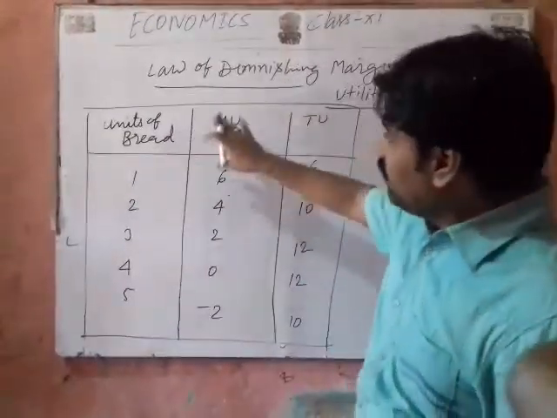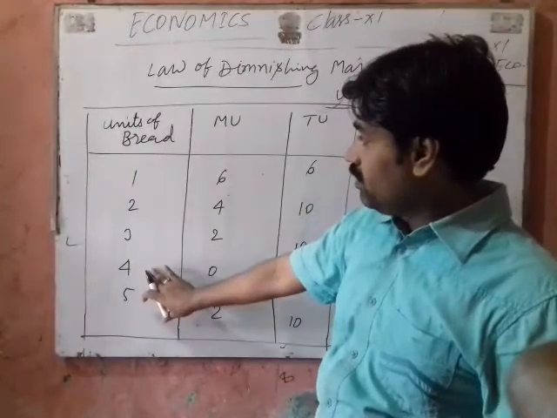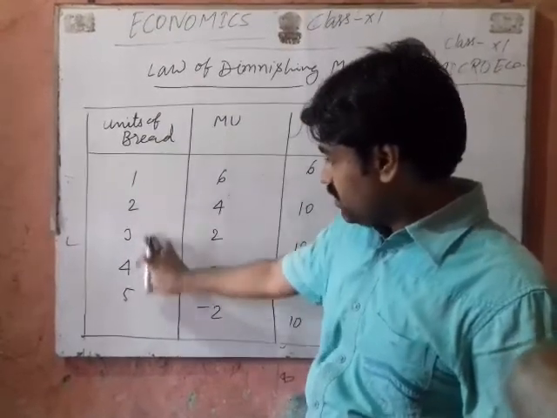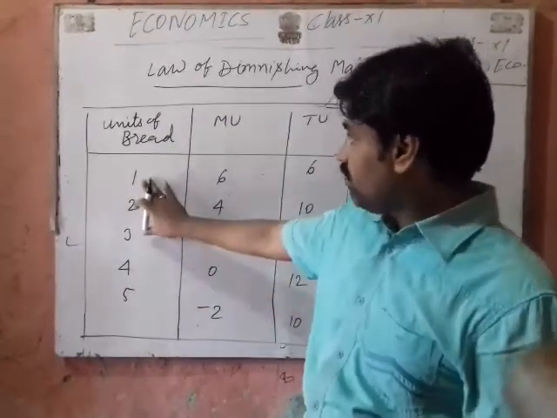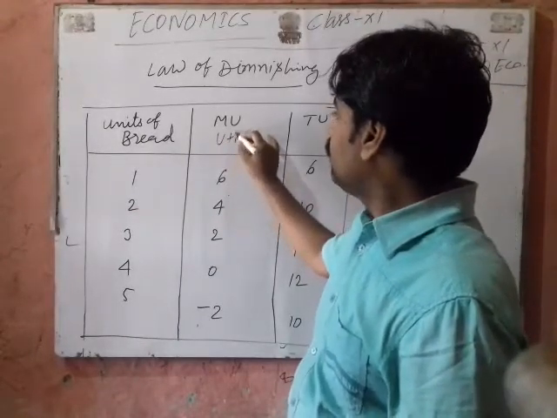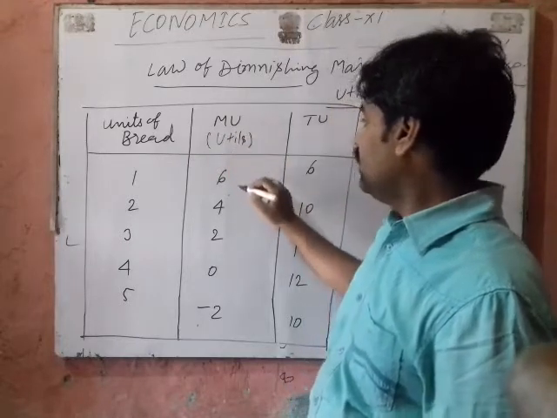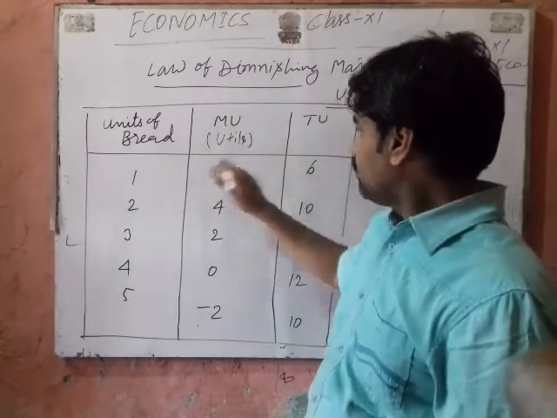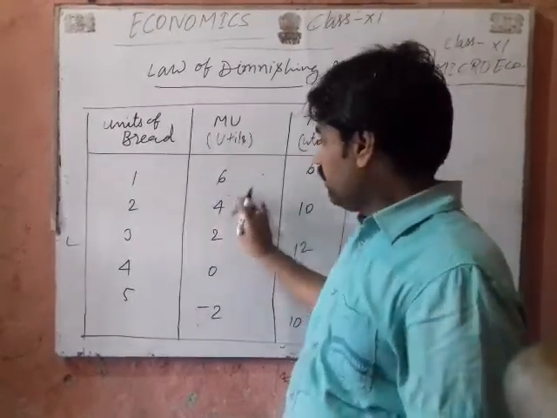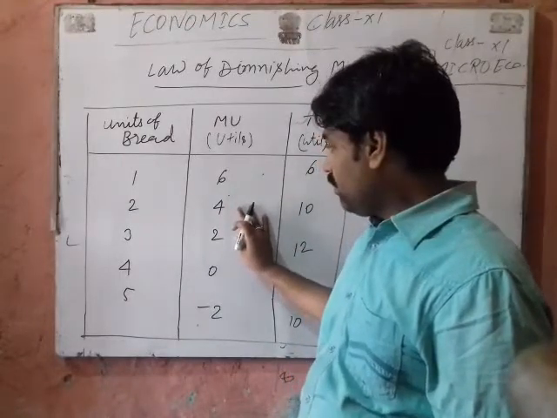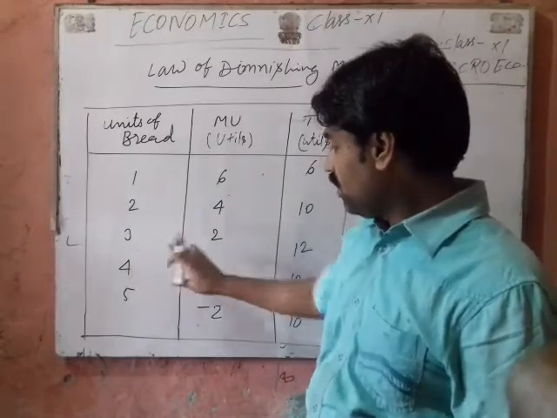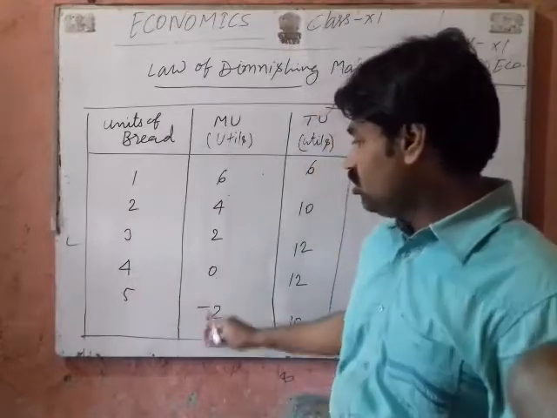Here we see that as a consumer consumes successive units of bread, the marginal utility derived from each successive unit goes on declining. From the first bread, marginal utility of the consumer is 6 utils, MU in utils. We measure utility in utils. From the second bread, it declined, and marginal utility of the second bread is 4 utils. From the third, 2 utils, and from the fourth, 0 utils.